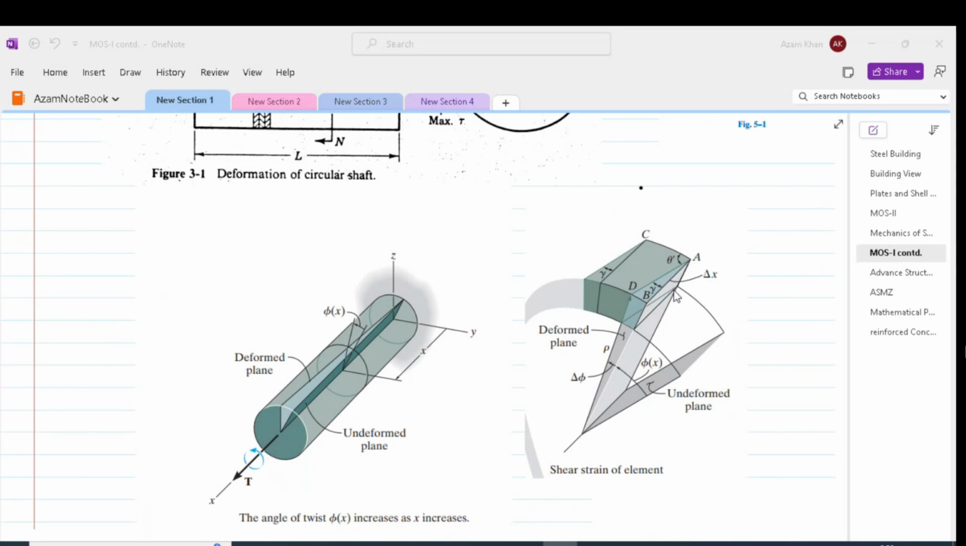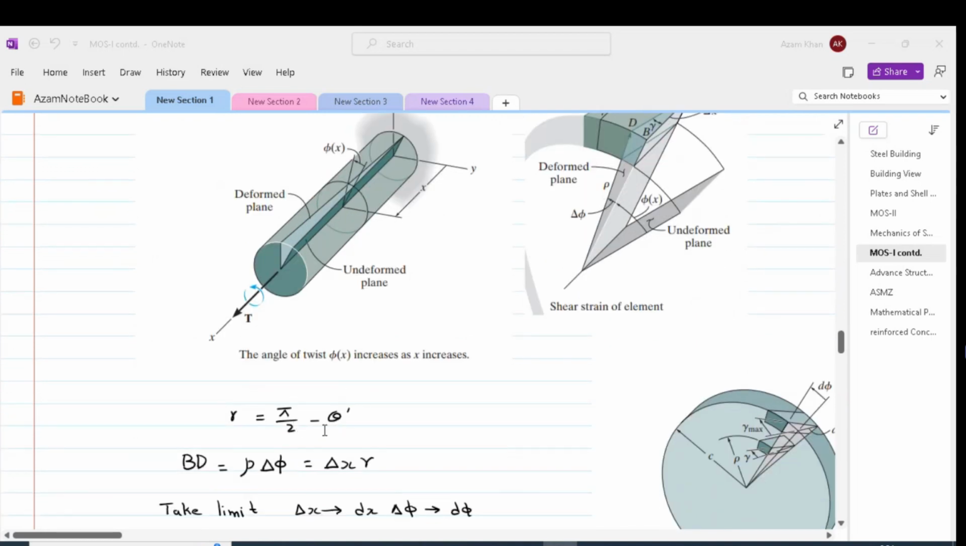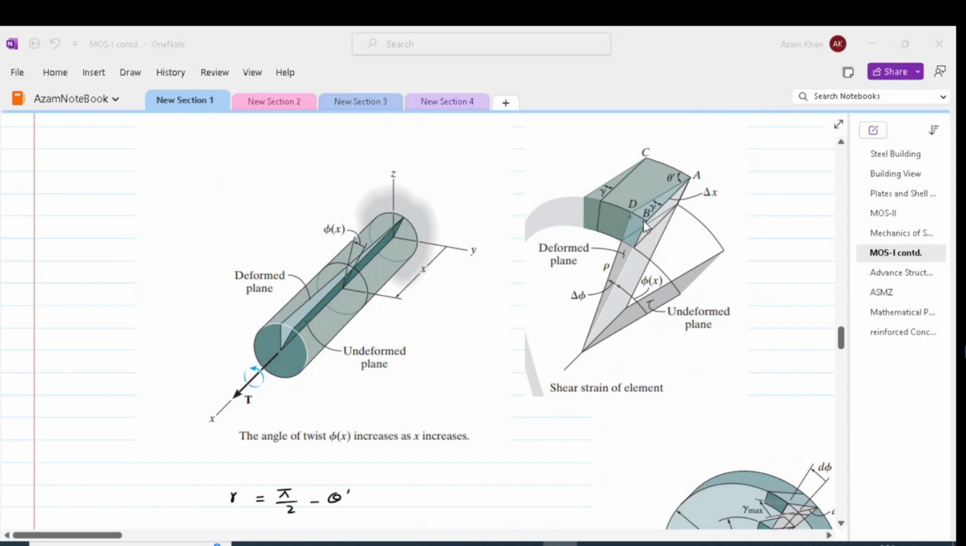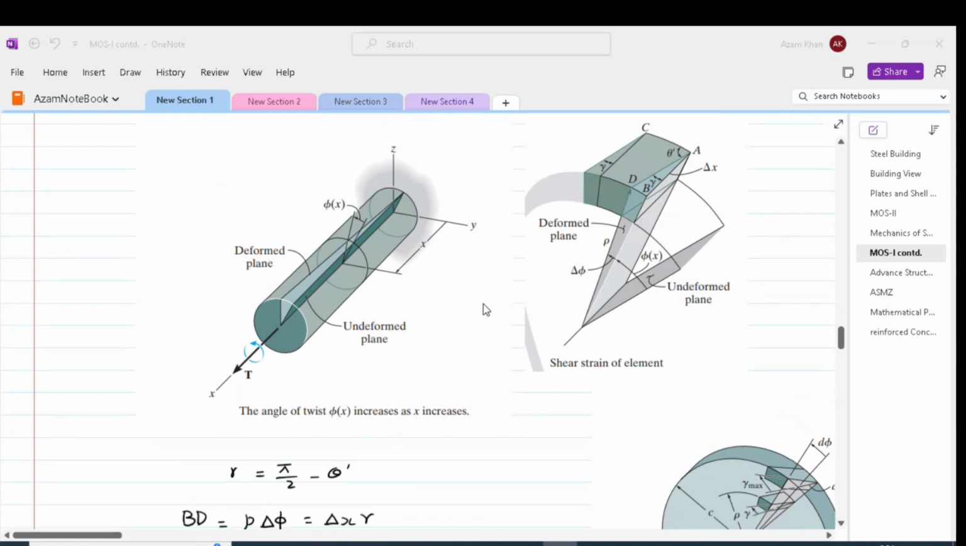After deformation, AB moved to point AD. In other words, point B moved to point D, resulting in an angle between AD and AC less than 90 degrees. Thus, angle gamma would be equal to pi by 2 minus theta prime. Therefore, we can write gamma is equal to pi by 2 minus theta prime. As we discussed, BD is located at a distance rho from the axis of the shaft. So BD can be written as rho delta phi.